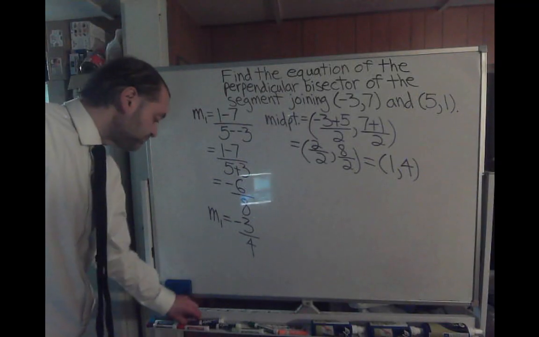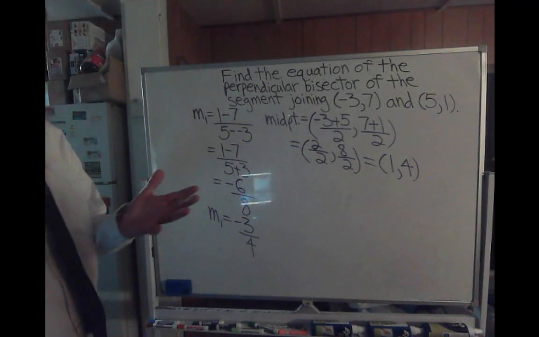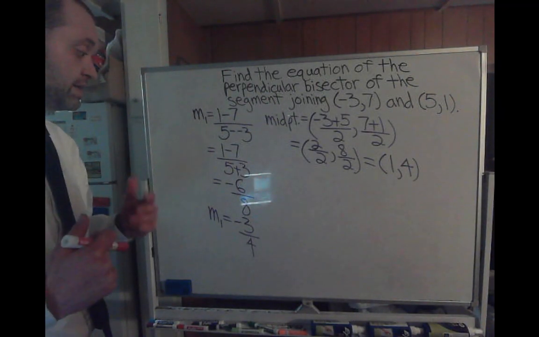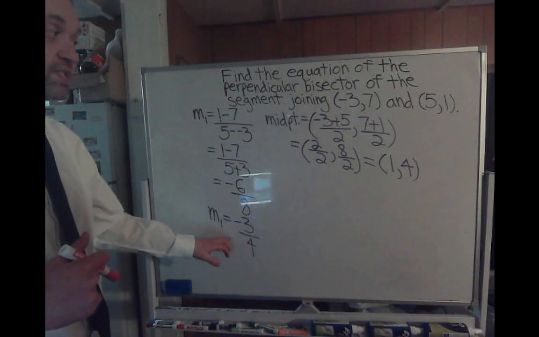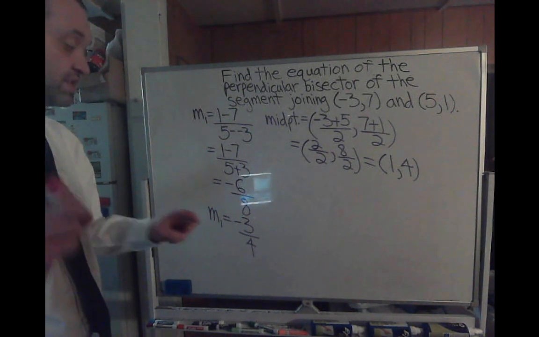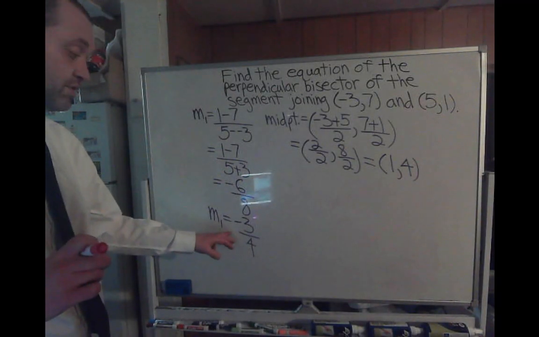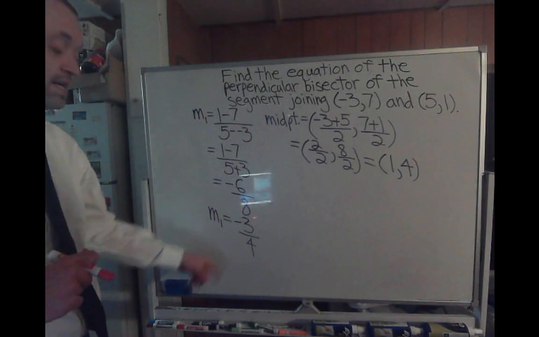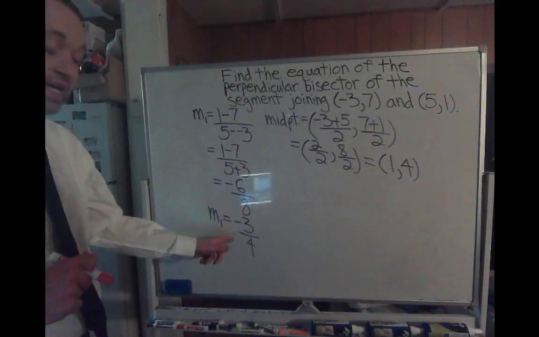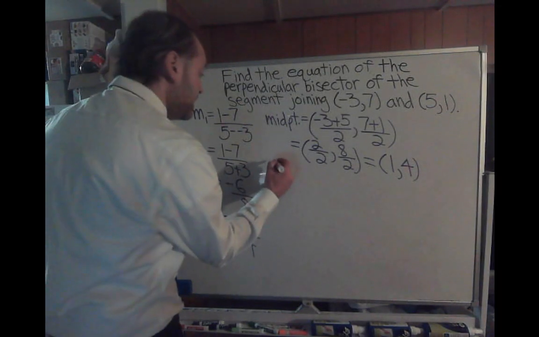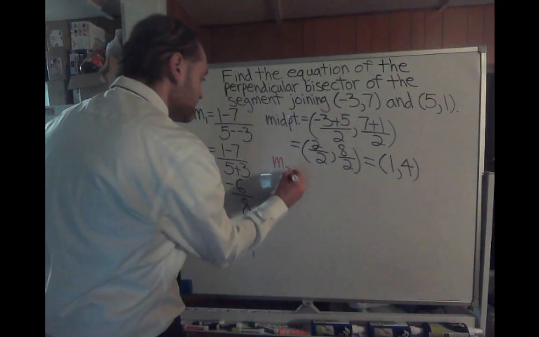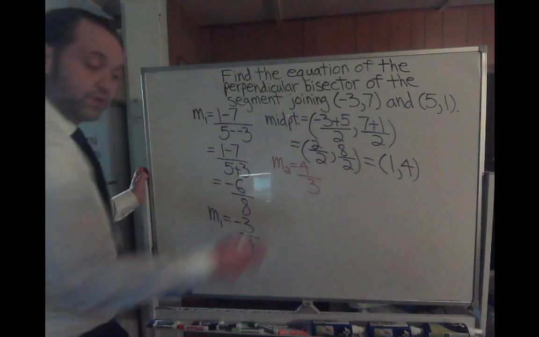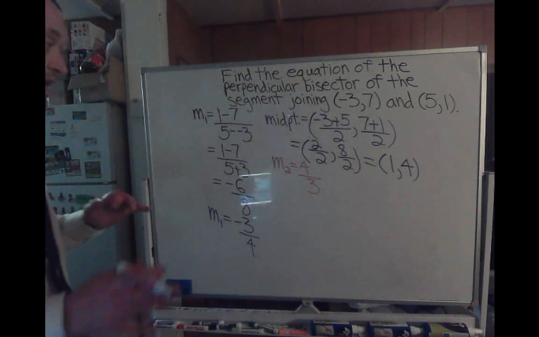Okay, so we know where the perpendicular bisector meets that line segment, and we know the slope of the first line. If you want to find the slope of the perpendicular bisector, that means the slope would be the negative reciprocal of that line segment. The negative reciprocal of negative 3/4 is going to be positive 4/3. So the slope of the perpendicular bisector would end up being positive 4/3.